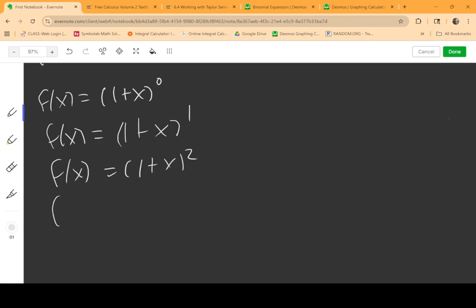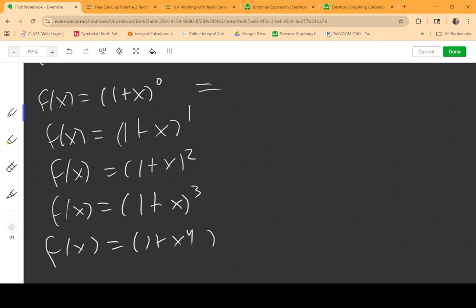So we get the idea. f of x equals 1 plus x cubed, 1 plus x to the 4th. The first one, that value is just 1. This one is 1 plus x. And this one, we have to foil this out, so this becomes 1 plus 2x plus x squared. It's not 1 plus x squared. Please do not do that.